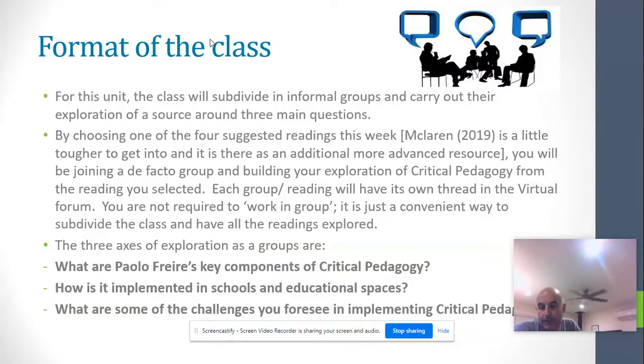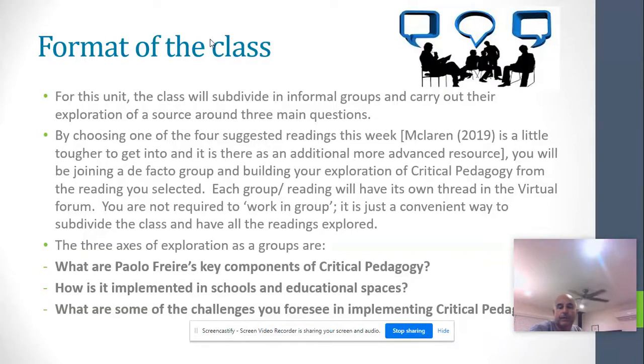As you engage with your reading in Unit 2, there are 3 main questions I'd like you to look at. So what are Paulo Freire's key components of critical pedagogy from what you gather in the source? How is it implemented in schools and educational spaces, or how could it be? And what are some of the challenges you foresee in the implementation of critical pedagogy? So when we look at it strategically in educational organizations, are there some limitations that you can already see come through in the reading that you have done this week?